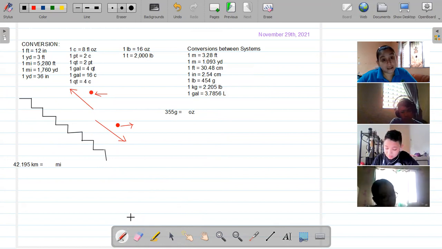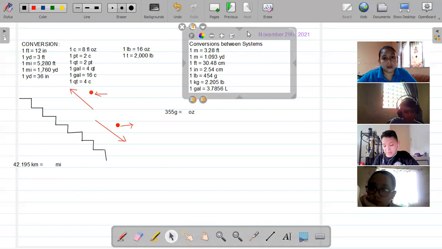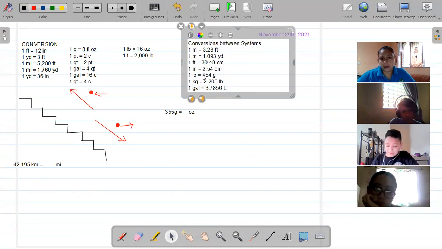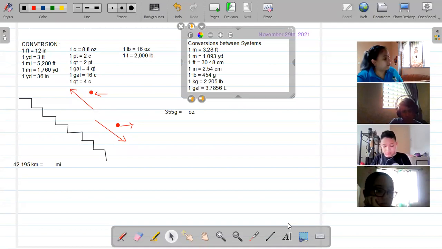Conversions between systems. The first one were conversions for the metric system. Second one, customary system. And now we got conversions between systems. And we have a few. We're not having a lot of them. We're just having a few in this part. Okay, we have 1 meter is equal to 3.28 feet. We also have 1 meter is equal to 1.093 yards. We have the 1 foot is equal to 30.48.